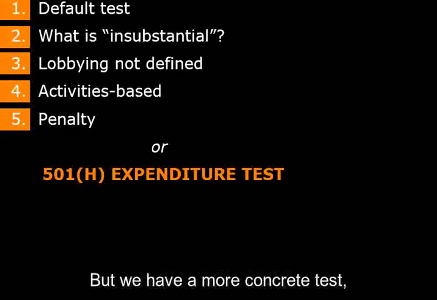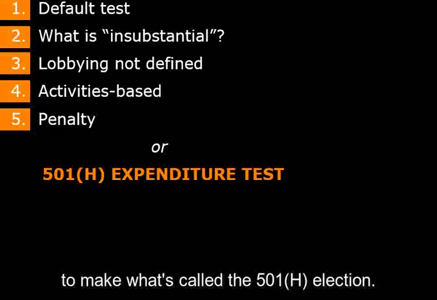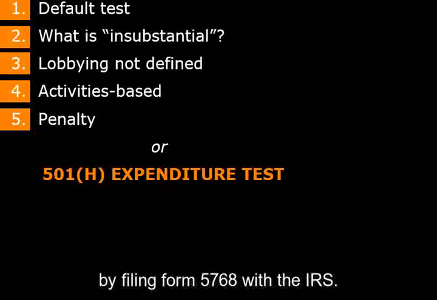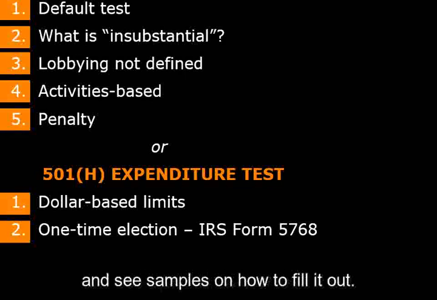But we have a more concrete test, and we encourage organizations to make what's called the 501h election. It's an alternative to the insubstantial part test, and you make this election by filing Form 5768 with the IRS. It's a one-time election. You fill out this form. It's really, really simple. You can go to our website, voteradvocacy.org, and you can find that form and see samples on how to fill it out.